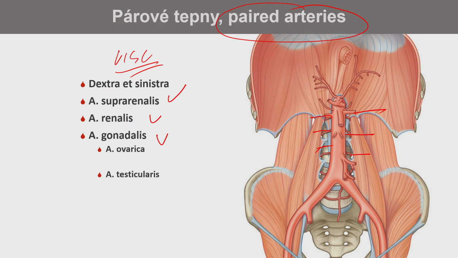Those arteries arise relatively high, the renal arteries and adrenal arteries at the level of those organs, but the gonadal arteries arise here at a level about L2 or L3, and then they are going down into the pelvis in female or into the scrotum in male.